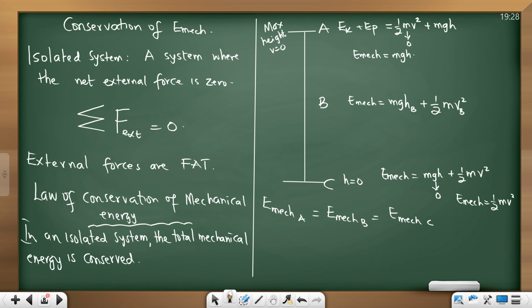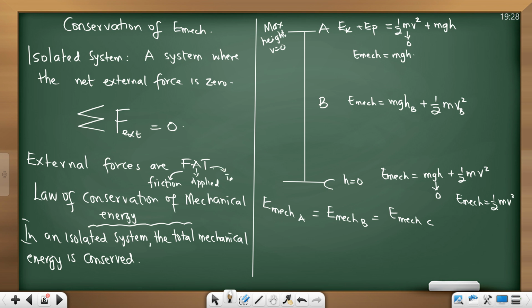The exercise, which is FAT. I wanted to know the meaning of the FAT. Okay, friction, applied, and tension.